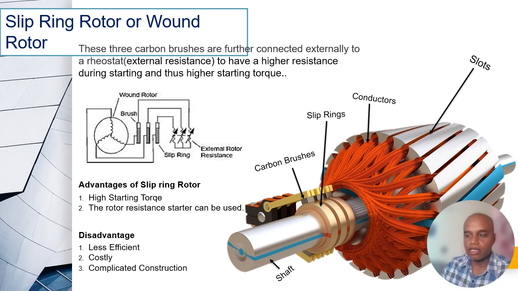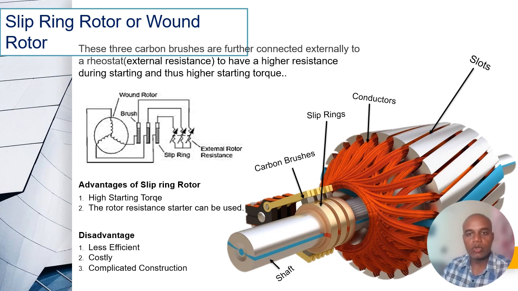Again, quickly taking the types of the rotor here. As I've stated, we have two types of rotor in an induction motor. One is the slip ring rotor, also known as the wound rotor, and the other one is the squirrel cage rotor.